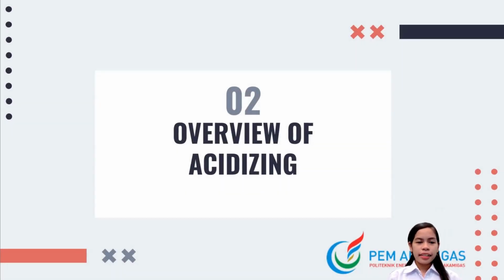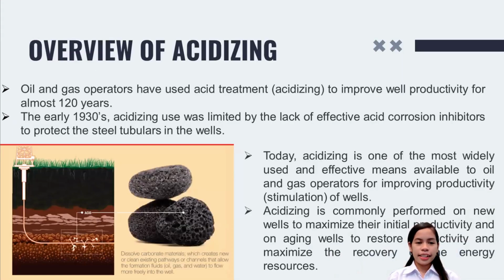Hello, I'm Lydia. The next topic is overview of acidizing. Oil and gas operators have used acid treatment to improve well productivity for almost 120 years. Acidizing predates all other well stimulation techniques, including hydraulic fracturing, which was not developed until the late 1940s. However, until the early 1930s, acidizing was limited by the lack of effective acid corrosion inhibitors to protect the steel tubulars in the wells.